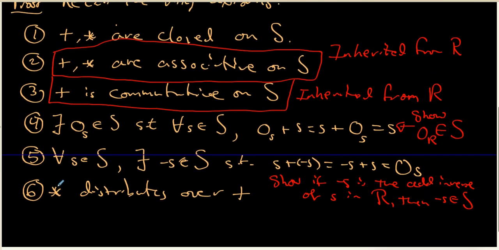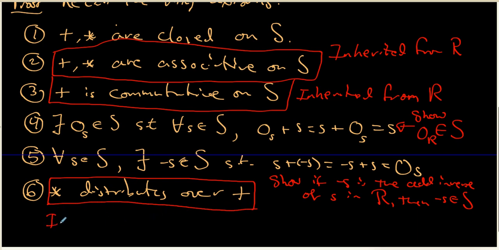And then finally, it's worth noting that the distributive laws are also going to be inherited from the superring R. So this is another one that is inherited. If multiplication did not distribute over addition in S, it would not distribute over addition in R, but we know that R is a ring, and hence the distributive law has to work in any subset of R.